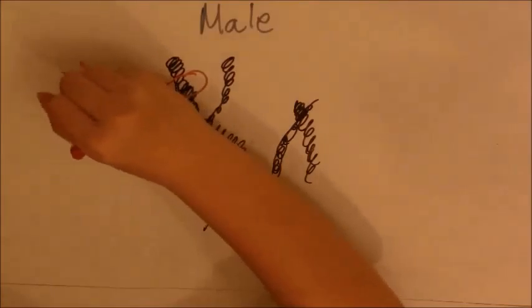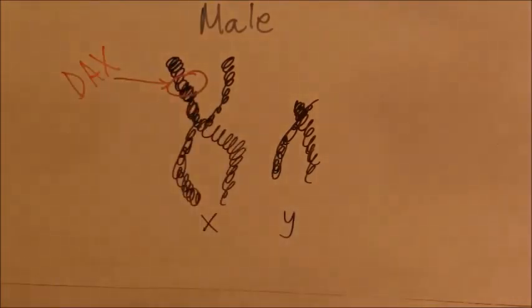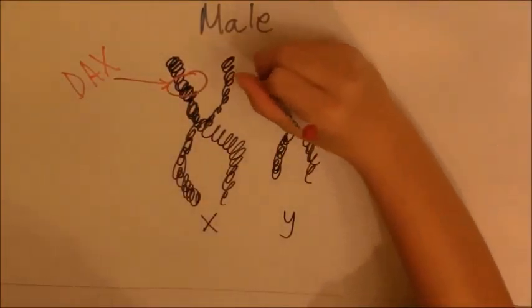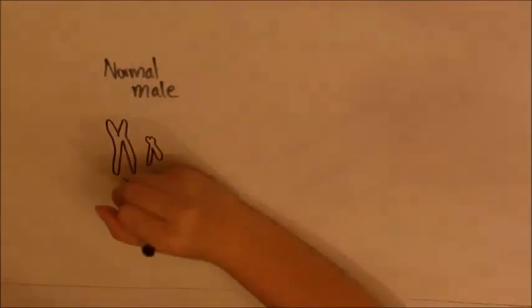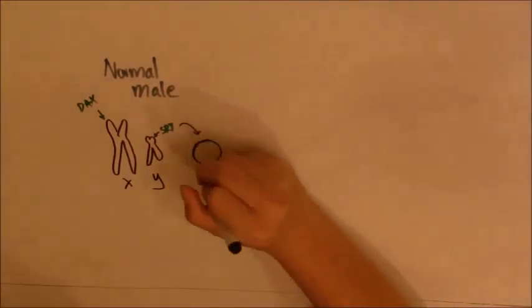The X chromosome specifically has the gene DAX, and the Y chromosome has SRY, which are antagonistic against each other, causing only one to be expressed. A normal male has 1 X chromosome and 1 Y chromosome. The X has the DAX gene, and the Y has the SRY gene.